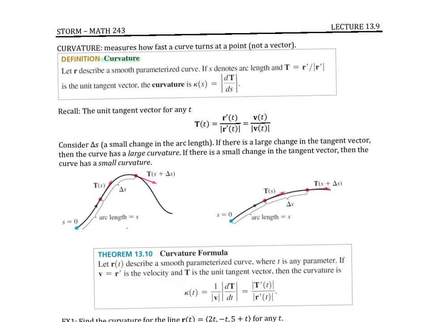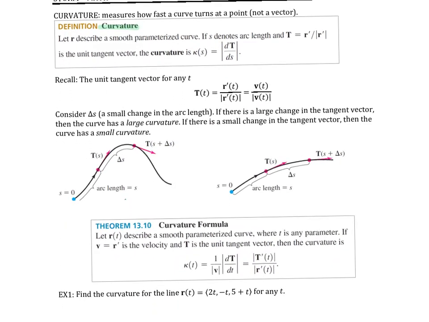To measure curvature, and the notation is going to be the Greek letter kappa, we're going to use our unit tangent vector. Recall that's the derivative of r over its magnitude. In the definition for curvature, it's with respect to arc length. So remember that this s is arc length.